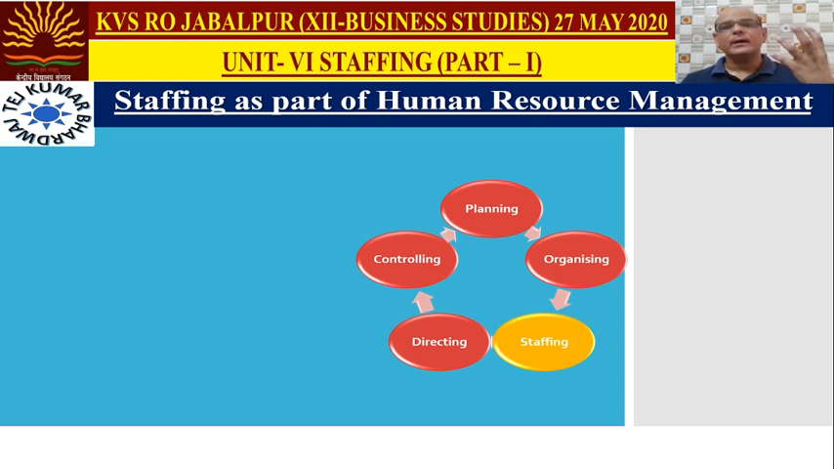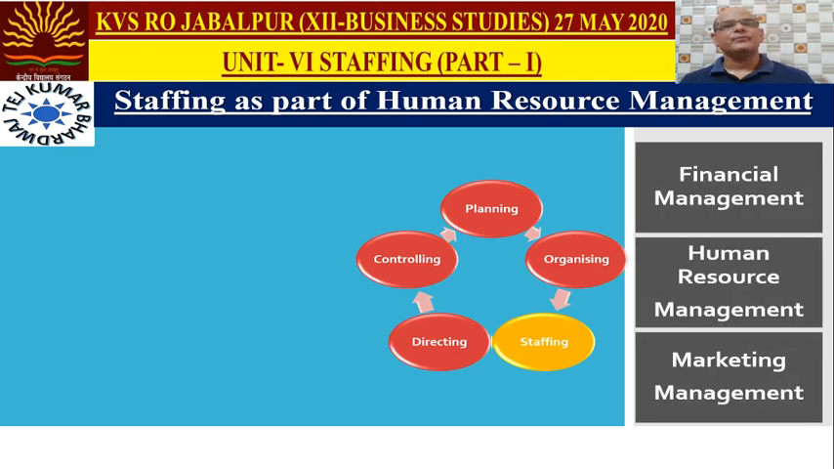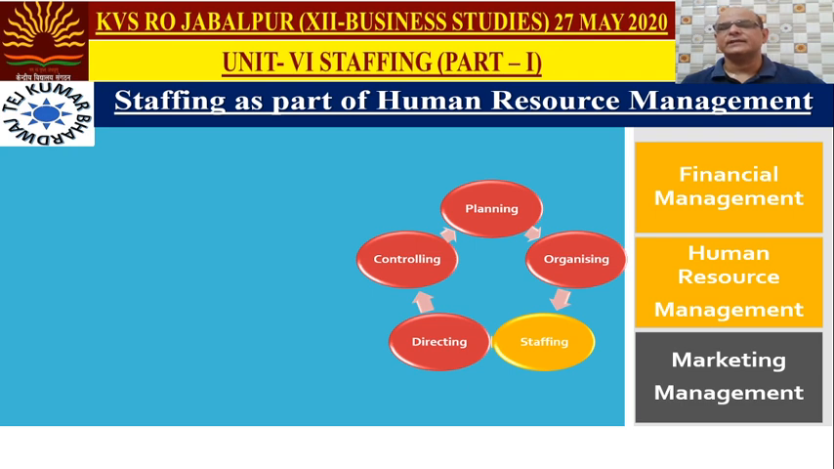But when this particular process is performed at a specialized level, means we have created a department for staffing only. For example, we know that management is a universal process. It can be applied to finance and it will be called as financial management. It can be applied to human resource, that is staffing. It will be called as human resource management. It can be applied to marketing also, will be called as marketing management.